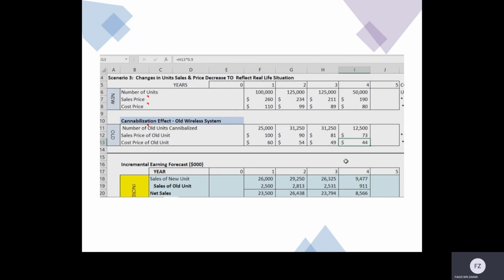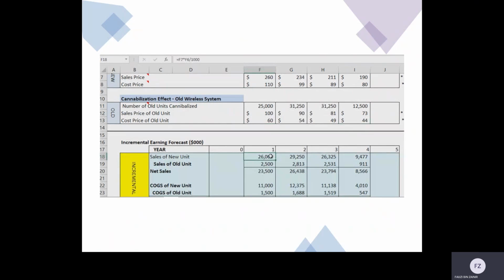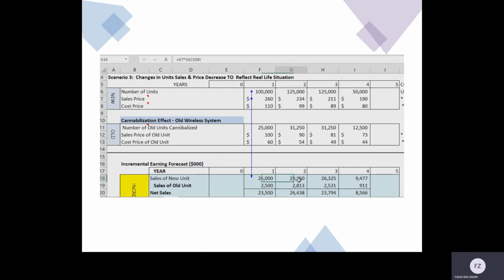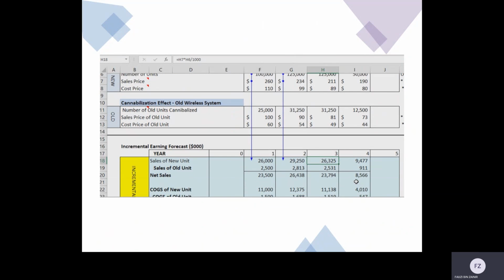The net effect of everything here for the sales of the new unit is that sales is basically 100,000 times $260, the same for year 1. But let's look at year 2. The number of units increased, but the sales price per unit has decreased. In aggregate, though, it has increased from year 1: 29 million versus 26 million the previous year. For the third year it's the same, but the fourth year is totally decreased.